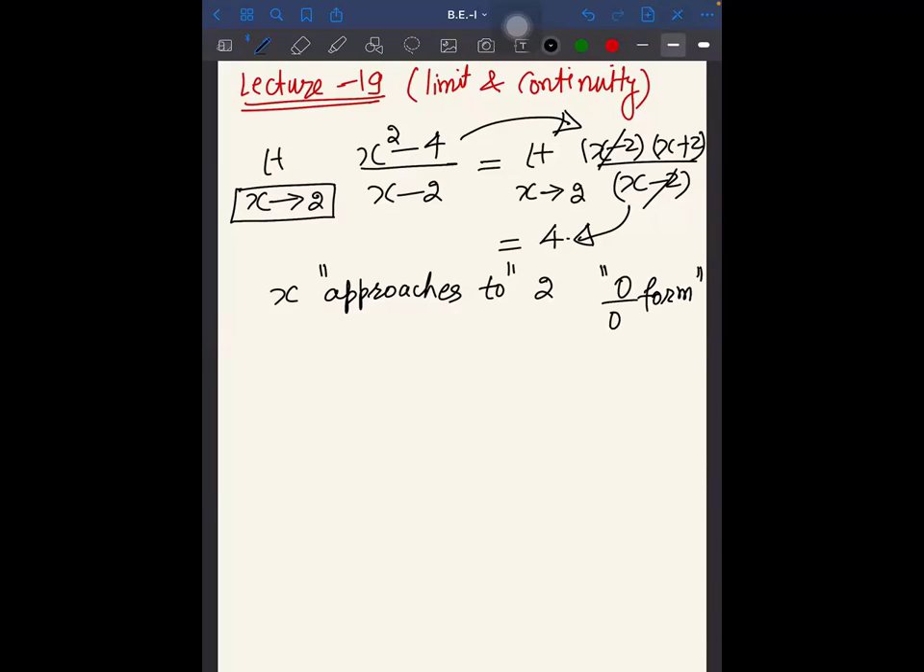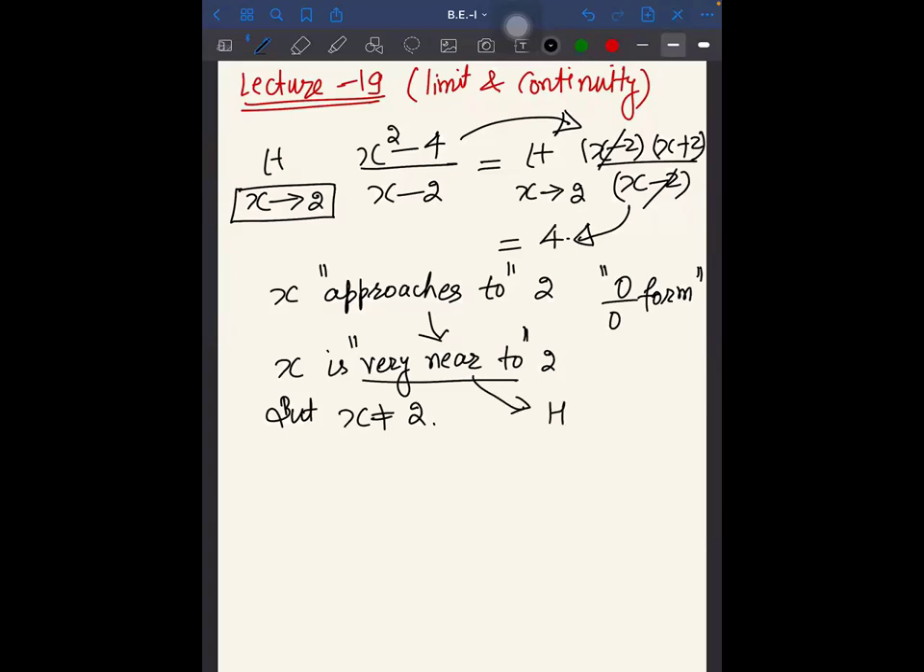So that means X is very near to 2, right? But X is not equal to 2. Is it fine? But still these terms are very vague. How much near? We don't know.